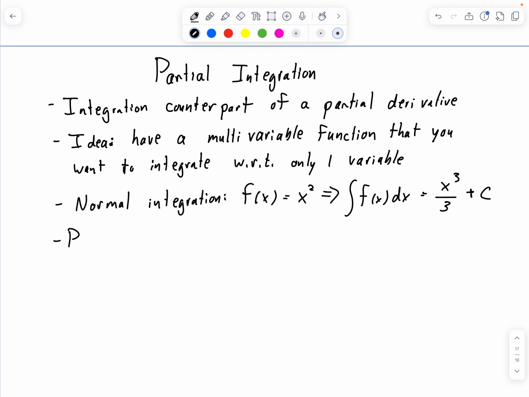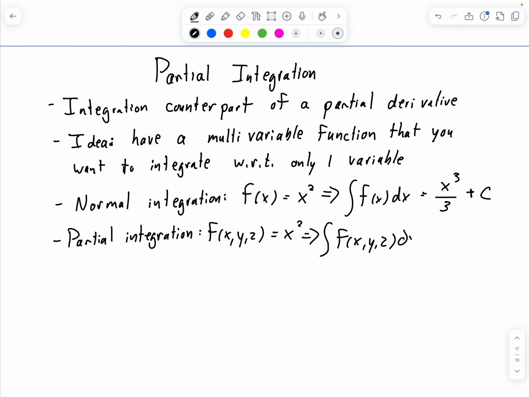But in partial integration, we deal with functions that depend on multiple variables. So let's say instead that our function depends on x, y, and z, but the function is x squared that we want to do the partial integration on. In this case, we're integrating f of x, y, and z with respect to x. So I use the partial del x here.